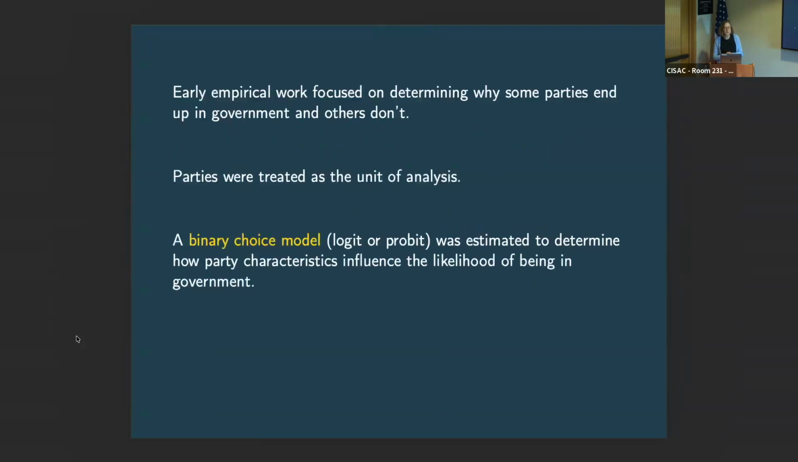The original work, the early empirical work, was really focused on why some parties get into government and others don't. And so empirical scholars treated the parties as the unit of analysis. So a party would get into government or it wouldn't, and that's a natural 0-1 dependent variable. So you use a binary choice model like a logit or a probit, and focus on how party characteristics affect the likelihood of being in government.